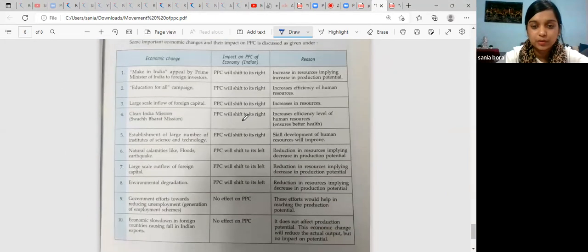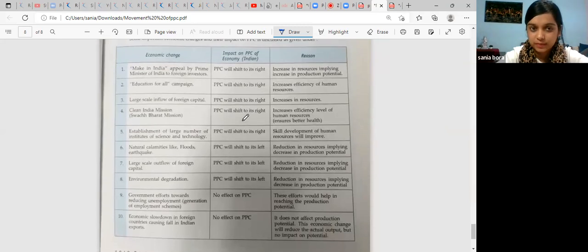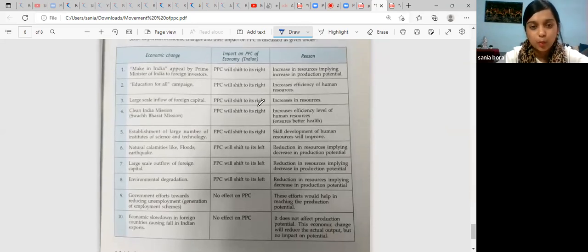So you people are going to take the screenshot of this. I'll just explain what this is. In the exam hall, you will be getting this, and you have to tell how it is going to impact the PPC, and then you have to tell the reason. So let's just do one or two examples. You'll take the screenshot.